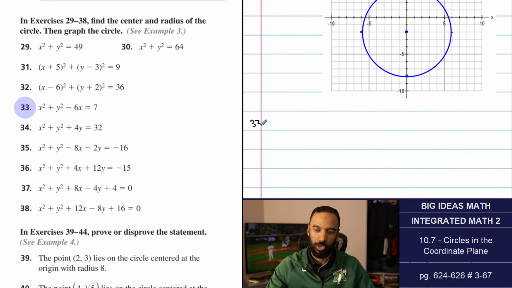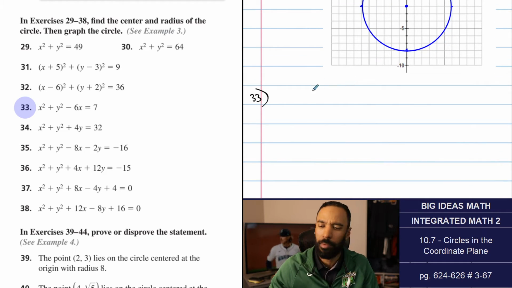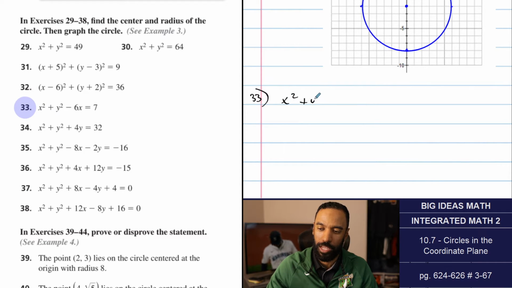33. You're going to say, Mr. Robinson, you missed a problem. Well, I got back to it. Number 33. I was going to say, it's the same thing that you do. It's the same problem.